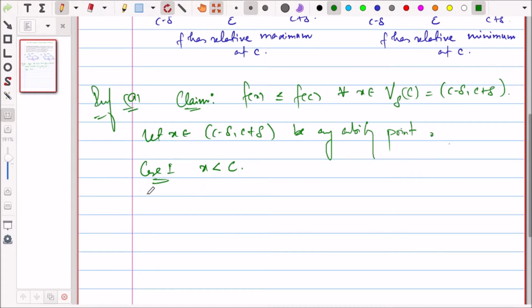Now then, f is continuous on x to c, f is differentiable on x to c. Why is it so?